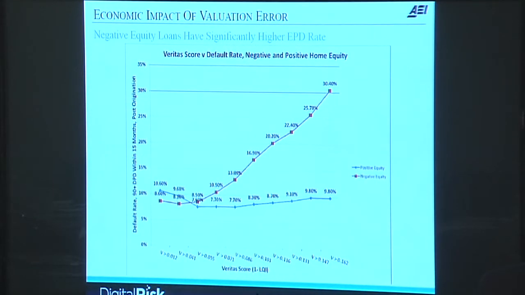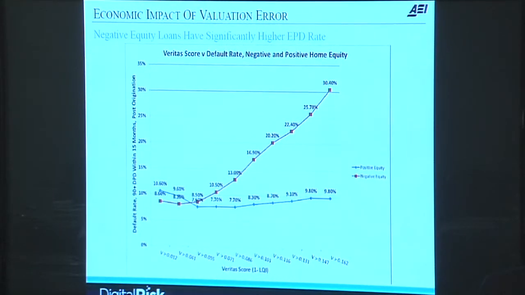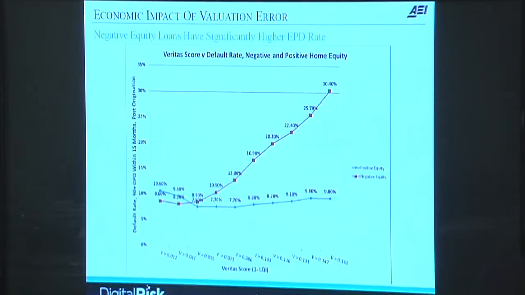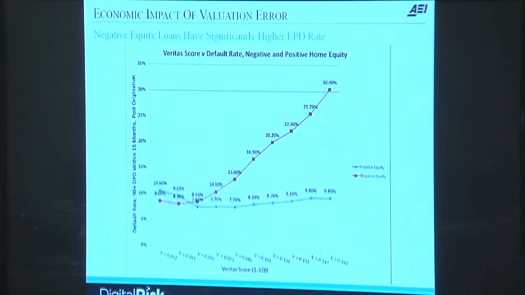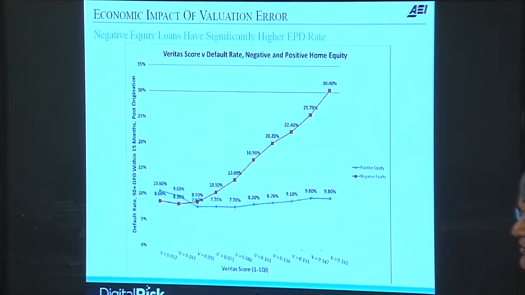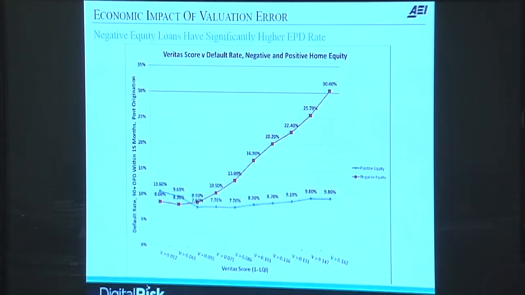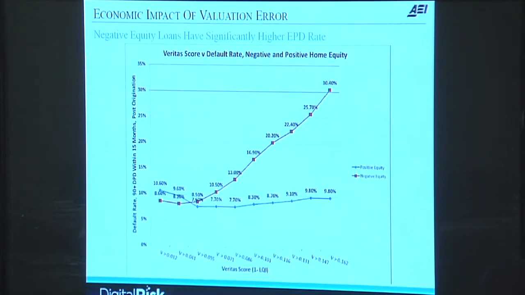And there's two lines here, with the vertical axis being the default rate. The negative equity line is the red boxes, and the positive equity line is the blue boxes. As you can see there, the likelihood of default for the positive equity, regardless of manufacturing risk, is very low. Doesn't change much, no correlation. But when you look at the negative equity, you see that interacts severely with the likelihood of manufacturing defect.